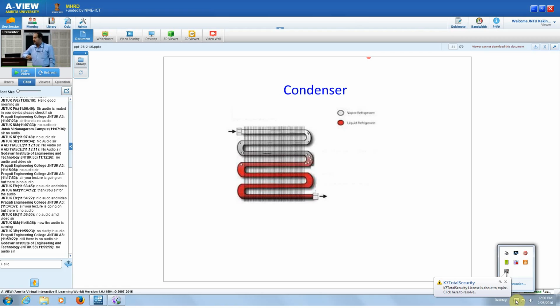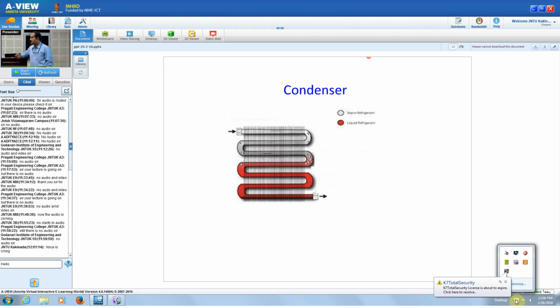And what is the disadvantage of this frosting? If it is the evaporator tube, it will evaporate. The evaporator tube is almost the same, but the cooling is going inside. The temperature is very low. But in the condenser, the temperature is high compared to the evaporator. So, what is the disadvantage of this frosting?